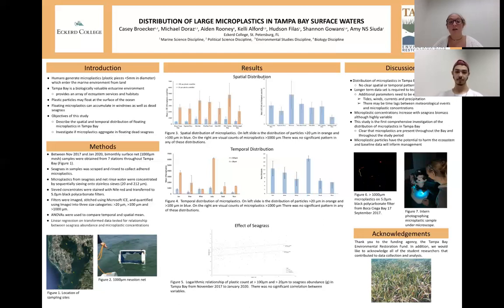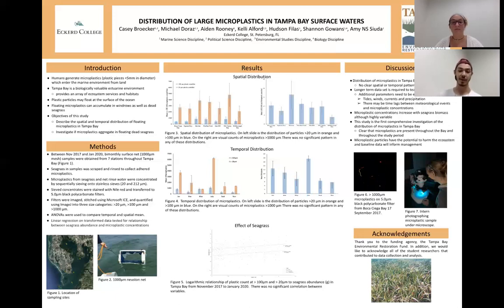ANOVAs were run on the temporal and spatial data sets, and a linear regression was performed on a log transform data set to determine the relationship between seagrass abundance and microplastics concentrations. The spatial distribution of microplastics at each of the 7 stations was observed as depicted in Figure 3. We also conducted an analysis of the temporal distribution of microplastics for each month from November 2017 to the present, as shown in Figure 4. We then determined if any correlation between the seagrass abundance and microplastic count existed, as demonstrated in Figure 5.